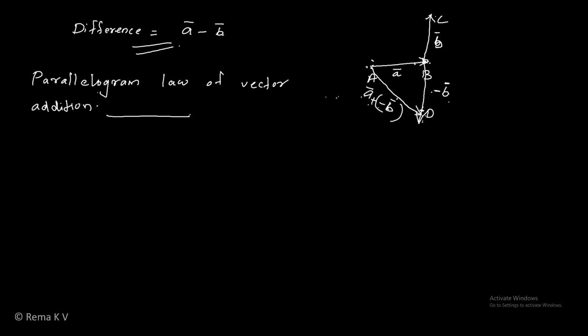See, now here in triangle of vector addition, the initial point of a vector must coincide with the terminal point of another vector. Then we are applying the triangle of vector addition. In parallelogram law of vector addition, let us consider this.